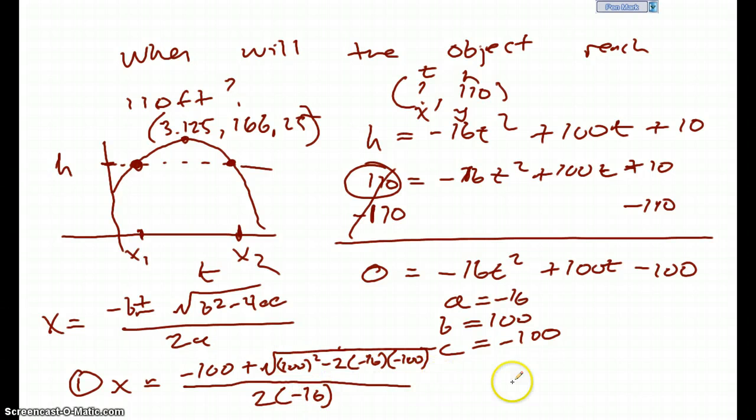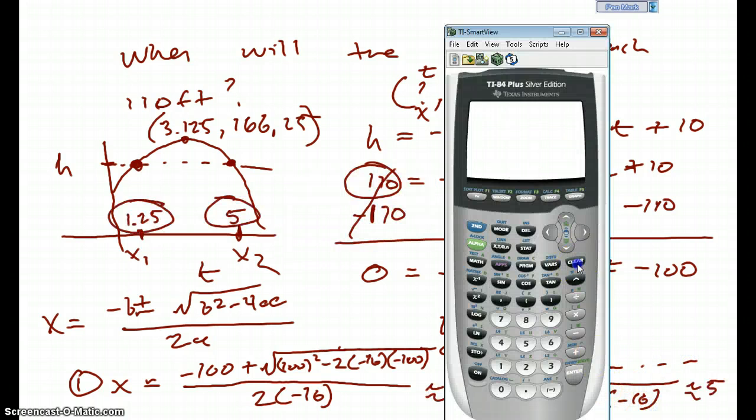And then I will also have the same thing, but with x equals negative 100 minus all that stuff over 2 times negative 16. So in my calculator, I'll do the plus one first. I'm going to open up a parenthesis for my numerator, and in there I'm going to type in negative 100 plus the square root of, and now notice it opens up a parenthesis for everything that goes under the square root. I'm going to type in everything just the way I see it.